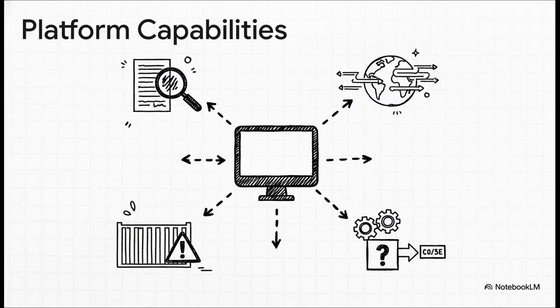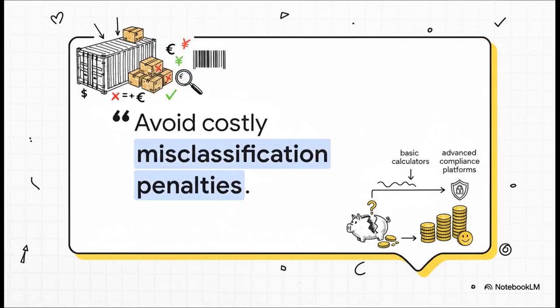So what does that actually mean a platform does? Well, it's not just looking up a number in a table. It's analyzing your products against the very latest tariff codes. It's constantly scanning for any policy changes that could affect your bottom line. It flags potential compliance risks before you ship, not after you've gotten a fine. And get this, it can even automate the incredibly tedious and error-prone job of finding the correct HS code in the first place.